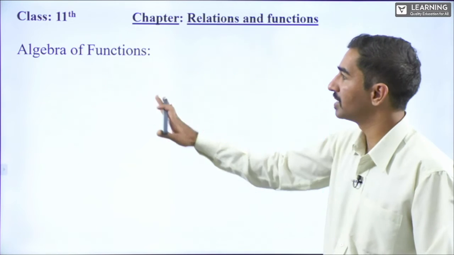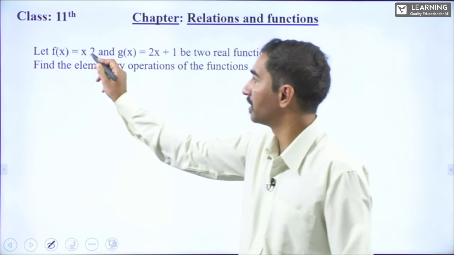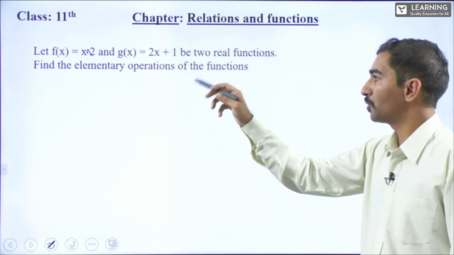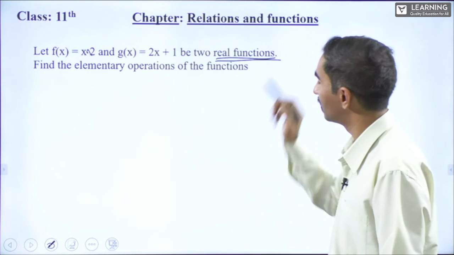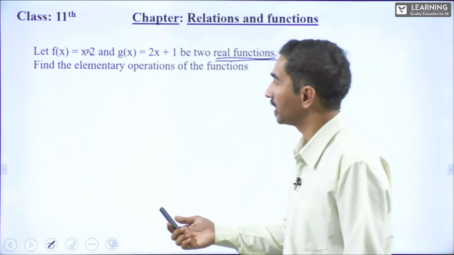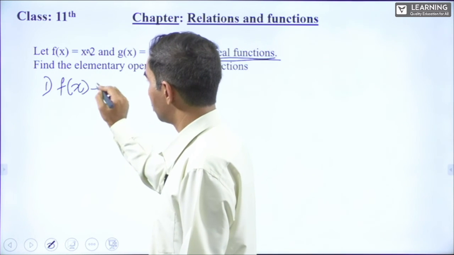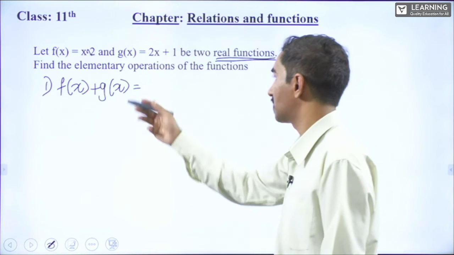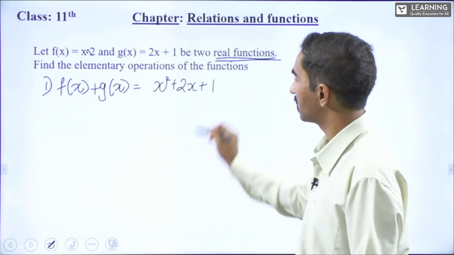Based upon the algebra of functions, I have taken one example here. So this is x square, by the way, x to the power of 2. Here we'll see, if f of x is equal to x square and g of x is equal to 2x plus 1 be two real functions, find the elementary operations of the functions, which means multiplication, addition and so on. So let's start with the first one. f of x plus g of x, addition of functions, will be x square plus 2x plus 1.